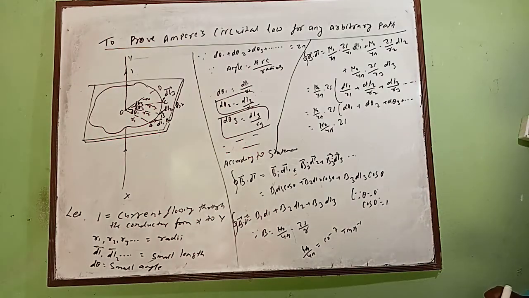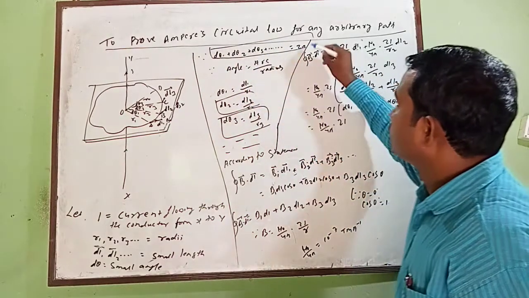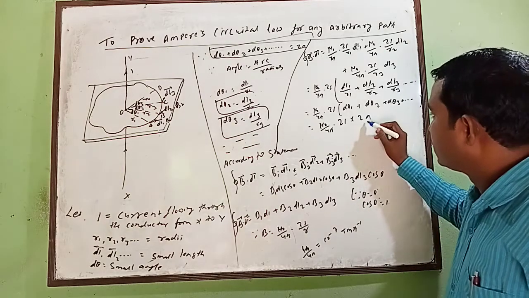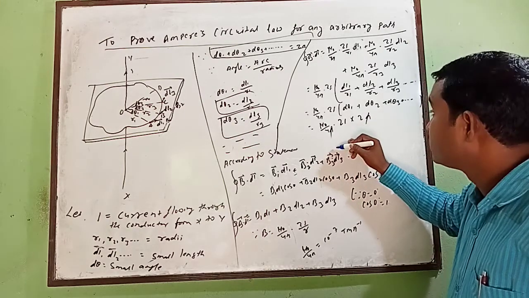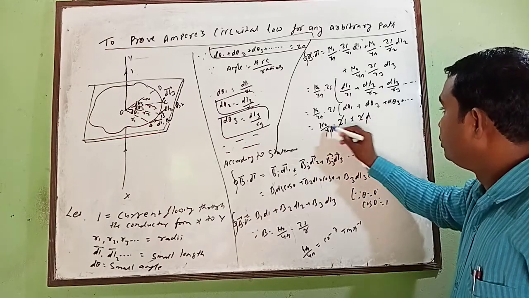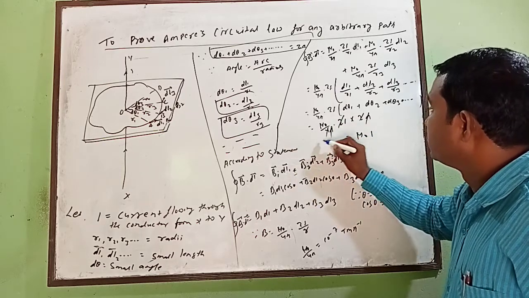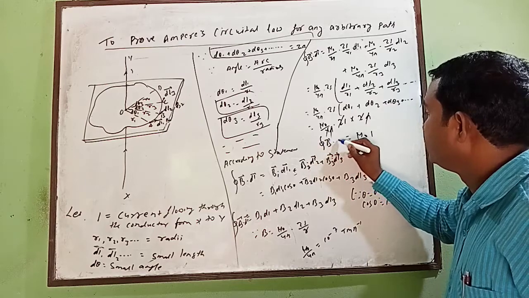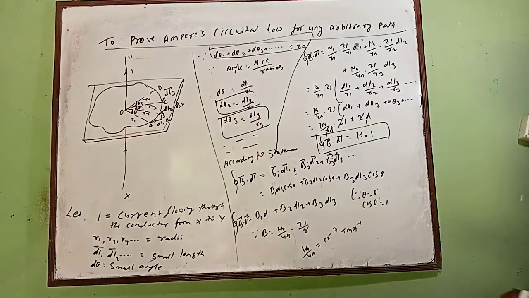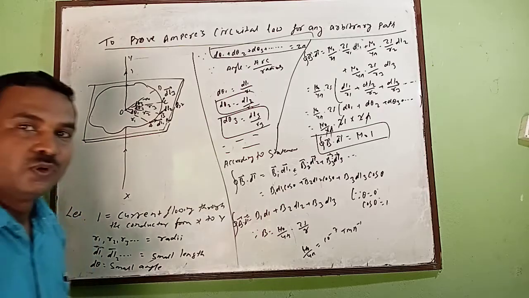You know that this will be 2 pi, so you can write 2 pi. Now some terms will cancel out: pi with pi, and 2 with 4. Finally you have mu naught and this is I, and on the left side you have the closed integral of B dot dl. This is the formula that we got: the closed integral of B dot dl is equal to mu naught I.